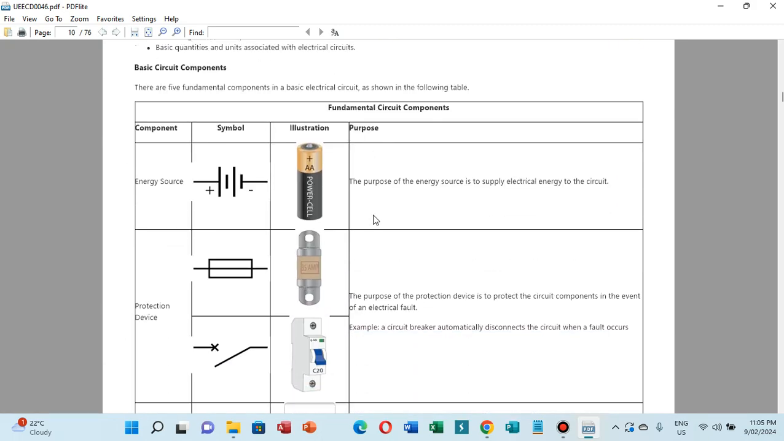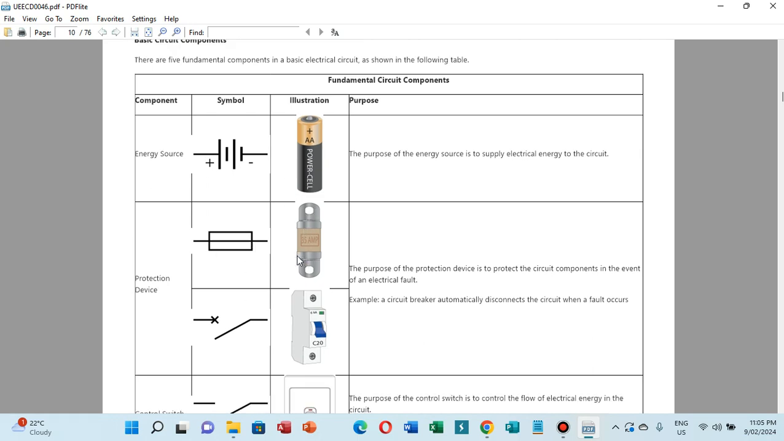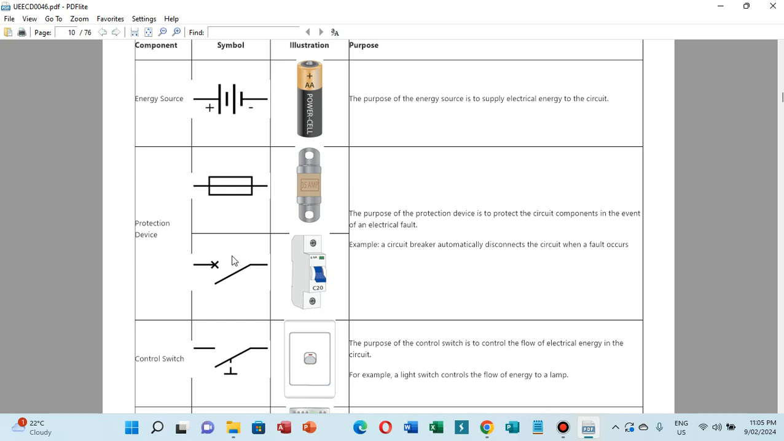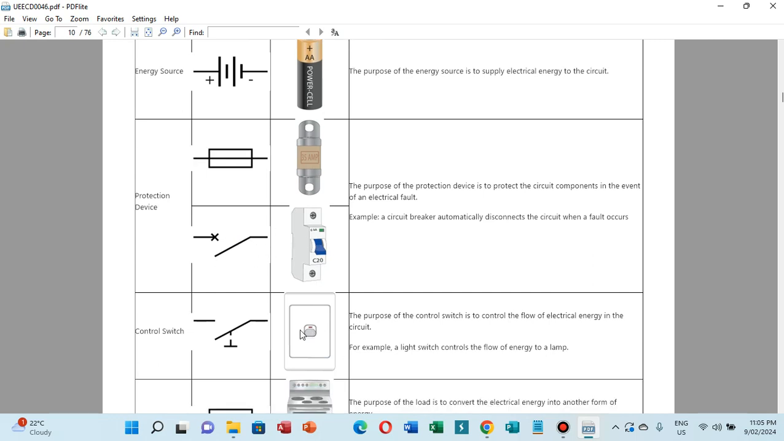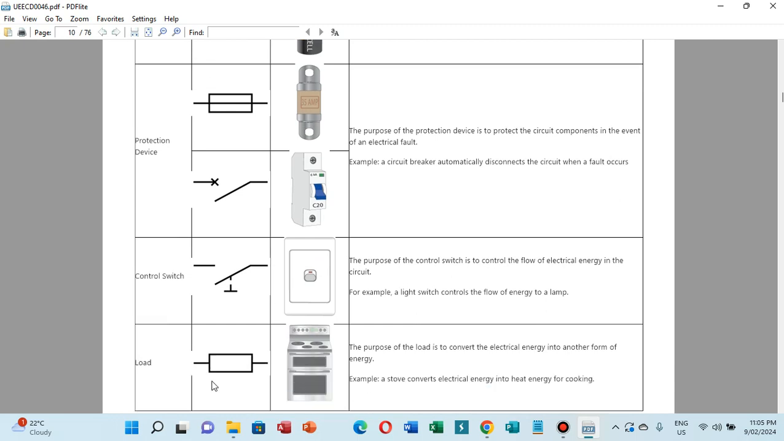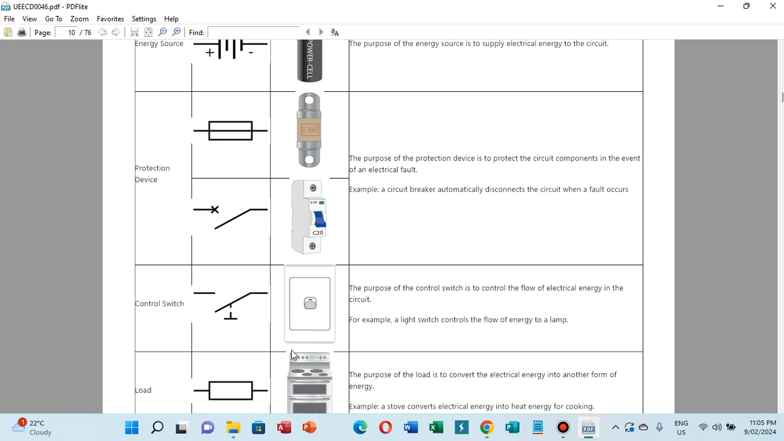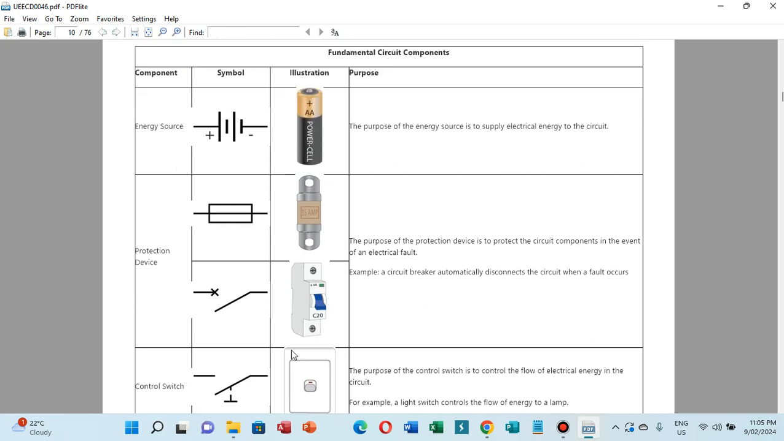So these are the fundamentals of the electrical components. You can see the battery, and this is the battery symbol. And then you can also see the resistor, with this symbol. And also the electrical switch, this is the switch symbol, and also there is a control switch. And this is for the load. Those are examples of the electrical system.